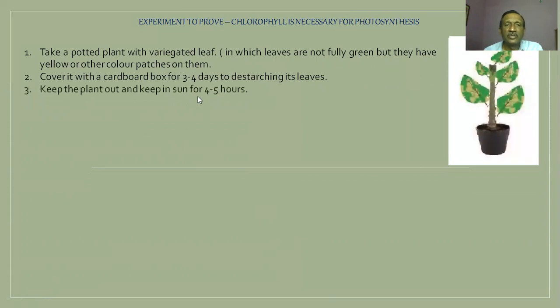Keep the plant out in the sun for 4 to 5 hours. You don't have to do any other thing. You do not have to add any potassium hydroxide, you do not have to put any strip, nothing to do. Simply keep the plant in light for 4 to 5 hours. So photosynthesis will take place. Okay, now let us see what happens next.